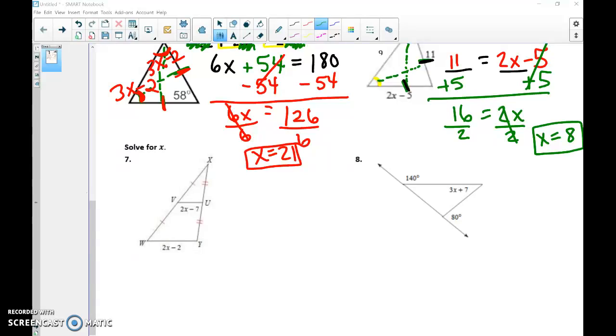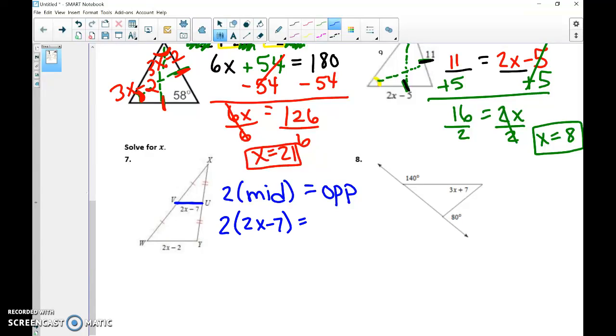Alright, so for these last two now, the number 7 goes into our mid-segment section. Now remember with that one, our key point is that the mid-segment is half the length of the side that's opposite it. So the formula we did when we had that section is 2 times the mid-segment equals the opposite side. So what's important here is making sure you know which one the mid-segment actually is. In this case, it's VU. So I'm going to replace mid-segment with 2x minus 7.